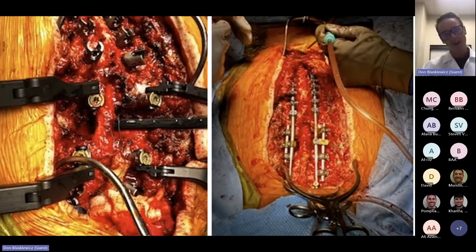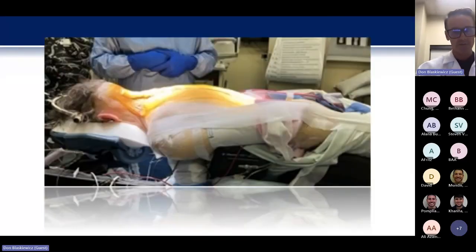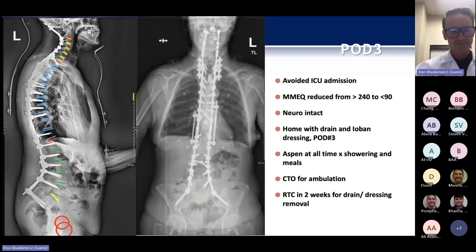Here's intraoperatively, so you can see I have my PSO rack across the VCR site. There's the expandable cage, the inserter, and that's what this looked like afterwards. Throughout this whole process, I was doing intraoperative reconciliation with fluoroscopic images to measure the anterior height and the angles across the VCR site, and that was the final picture.